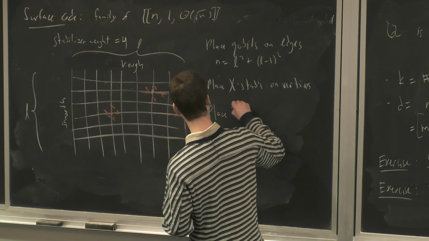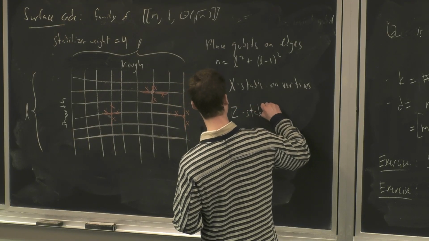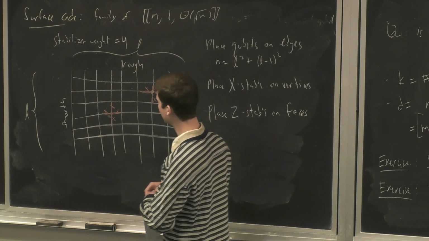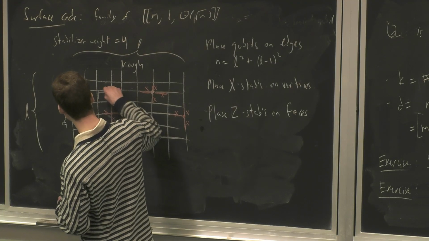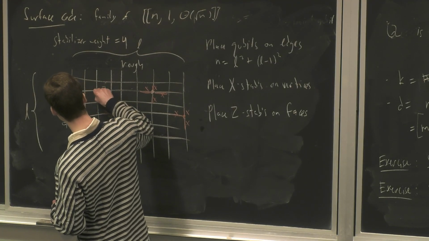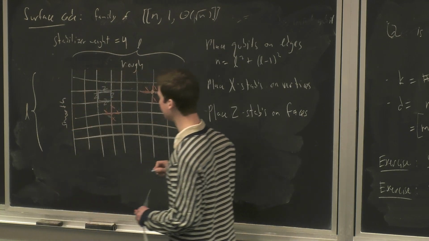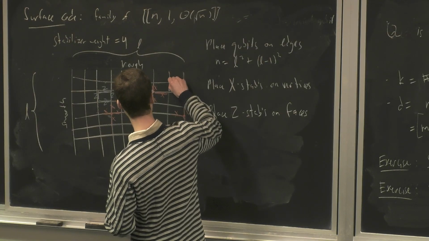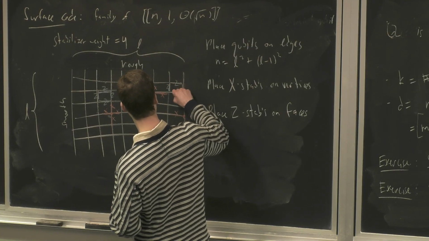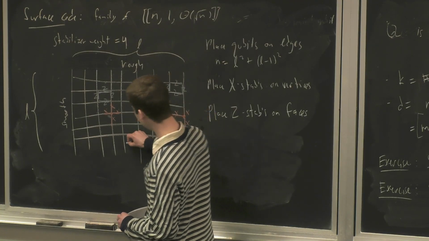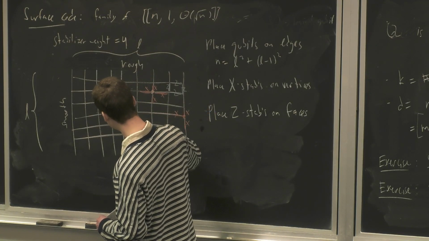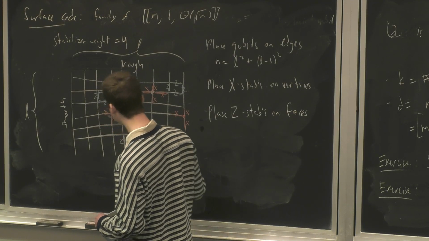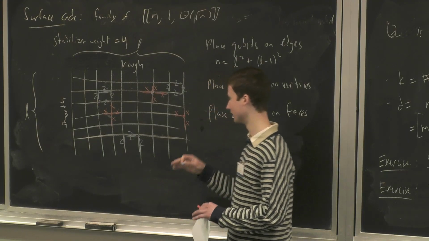We're then going to place Z stabilizers on the faces, or on the squares of this lattice. So essentially, for every square, we define a Z stabilizer, which is a tensor product of Pauli Z's on the 4 edges touching that square. So this is a Z stabilizer. This is a Z stabilizer. And we also have some weight 3 Z stabilizers along these rough boundaries, because this square has no bottom edge. So we just have a tensor product of Pauli Z's on the 3 edges touching this open-ended square.